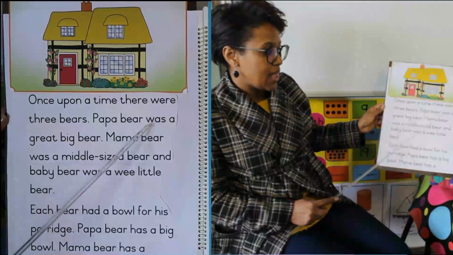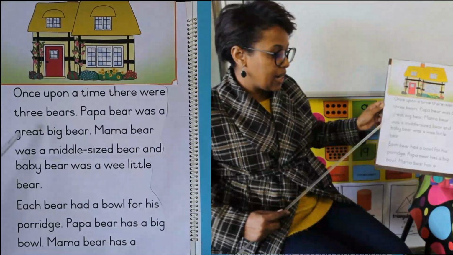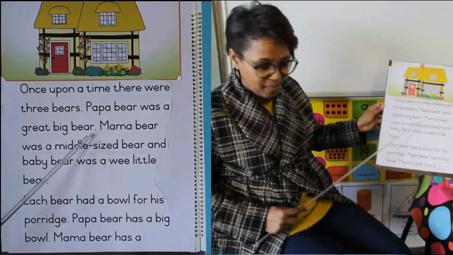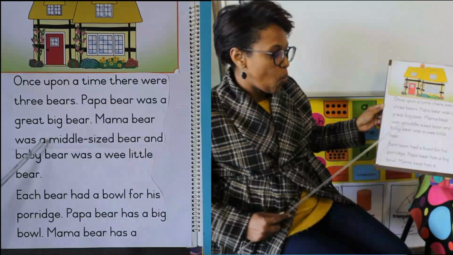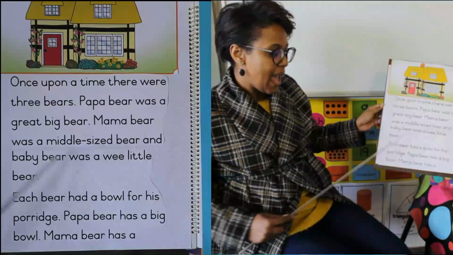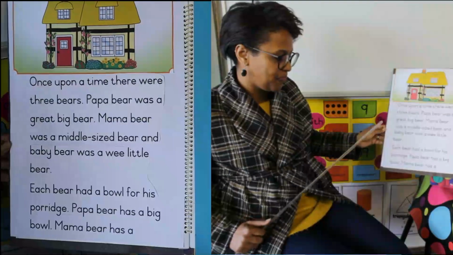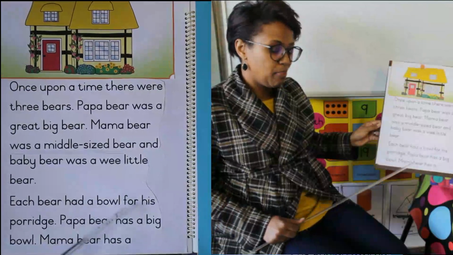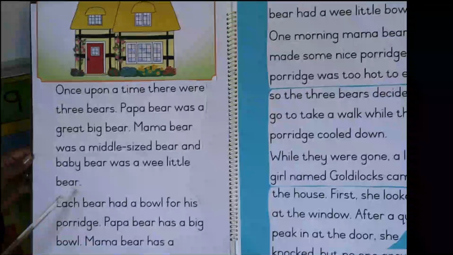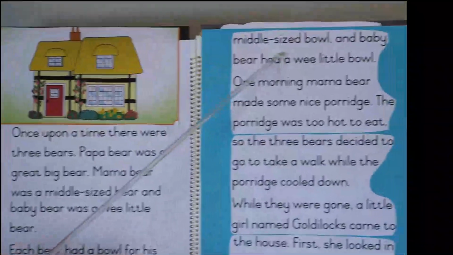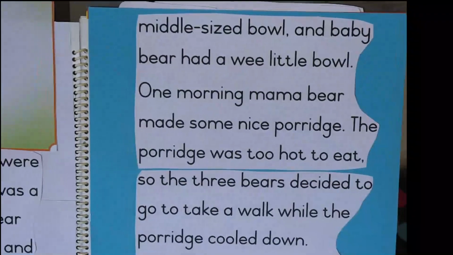Once upon a time, there were 3 bears. Papa Bear was a great big bear. Show me big. Good. Mama Bear was a middle-sized bear and Baby Bear was a wee little bear. Each bear had a bowl for his porridge. Papa Bear had a big bowl, Mama Bear had a middle-sized bowl, and Baby Bear had a wee little bowl.